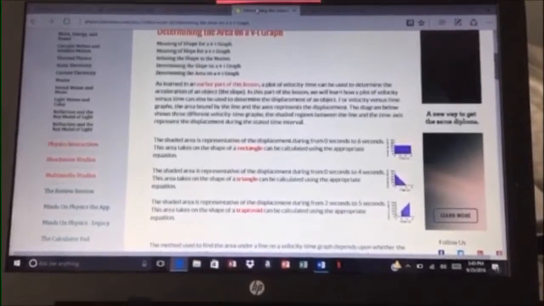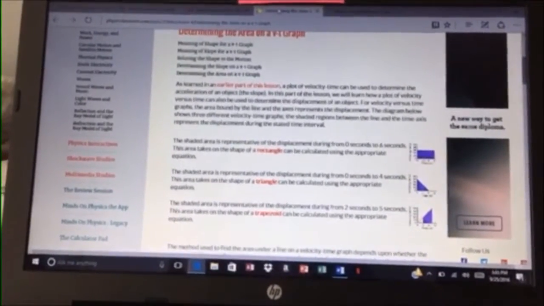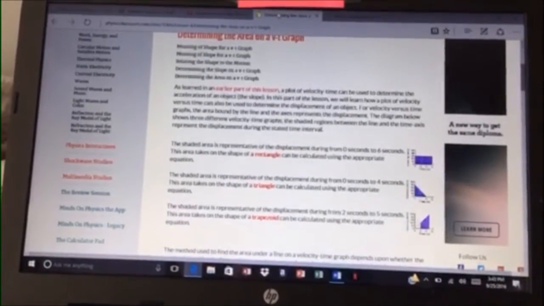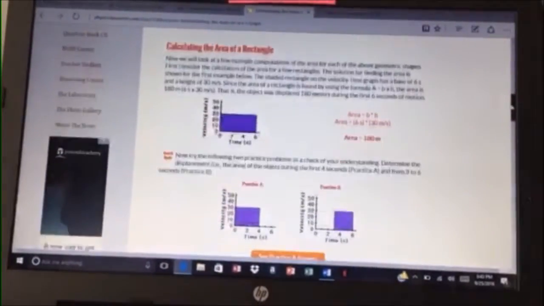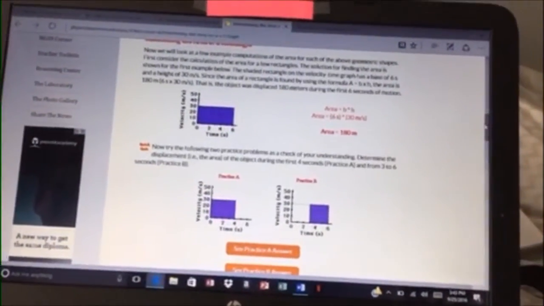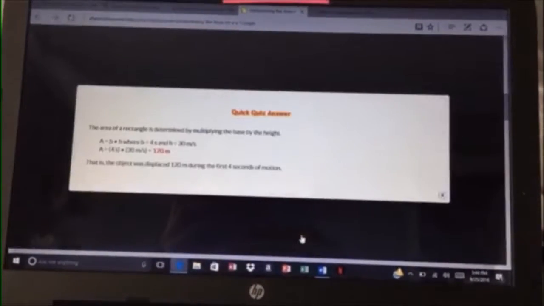The second resource I have is an article from physicsclassroom.com. It has notes on how to calculate area under the graphs according to their shape, as well as practice problems for each shape. You're able to calculate them on your own and then click the solution buttons for the answers to the problems.